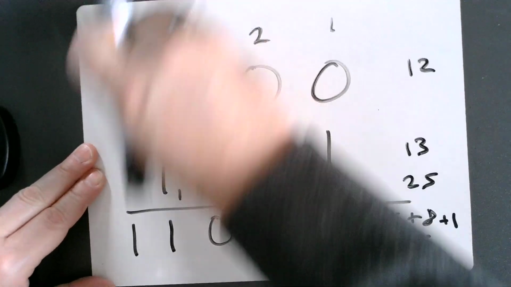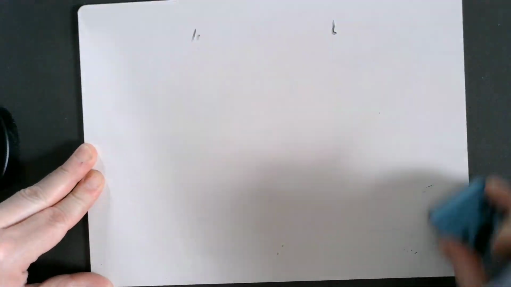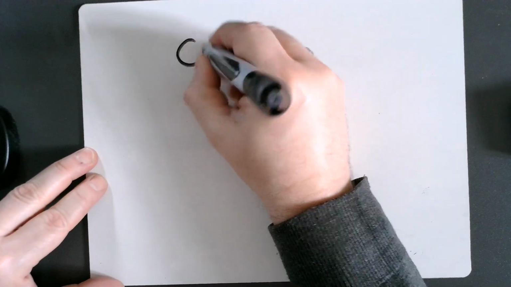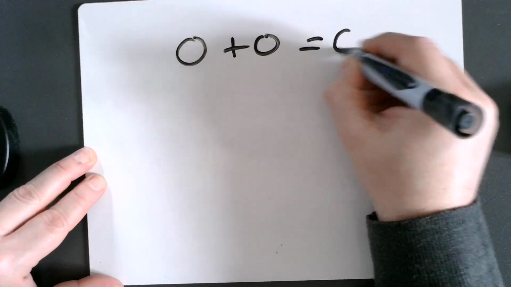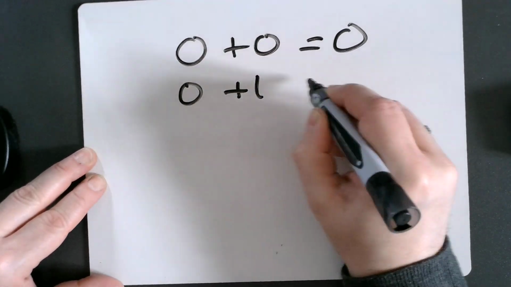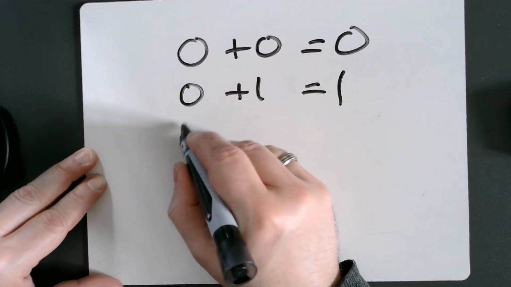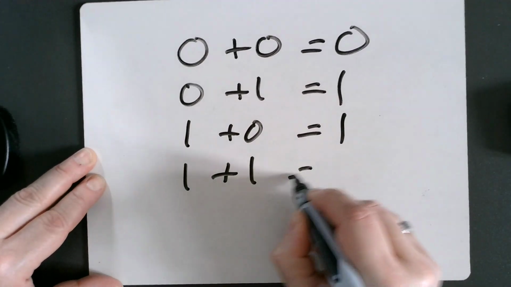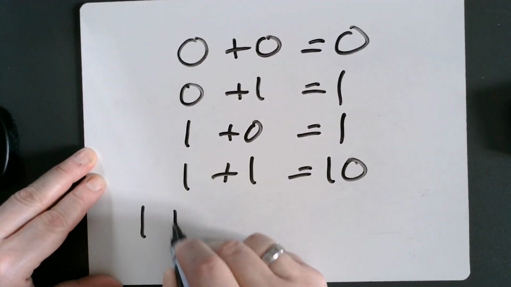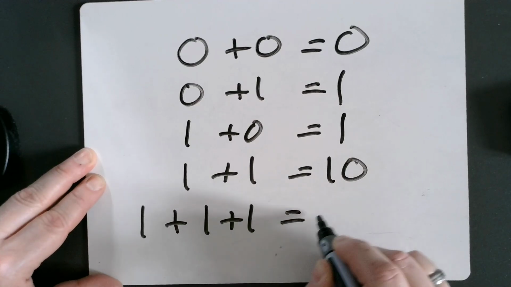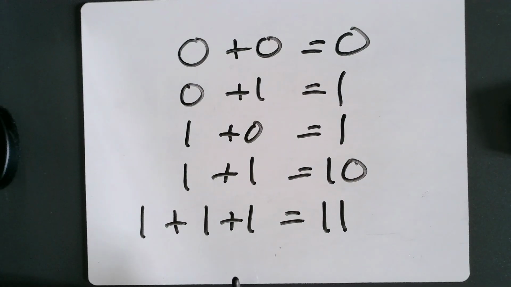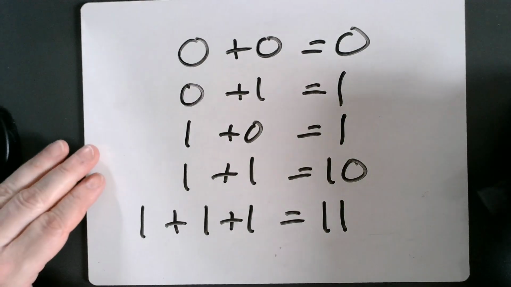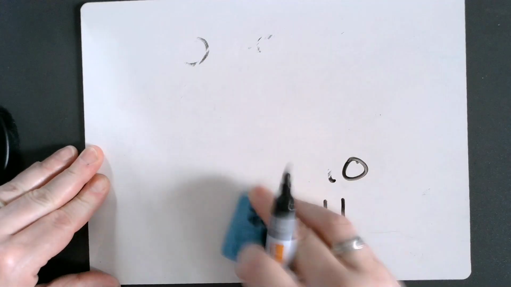Okay, so long as you can remember the golden rules, which I'll do again, that a 0 plus a 0 is equal to 0, a 0 plus a 1 is equal to 1, a 1 plus a 0 is equal to 1, 1 plus 1 is equal to 10, and 1 plus 1 plus 1 is equal to 11. So long as you can remember those rules, you're able to do any size of binary additions.